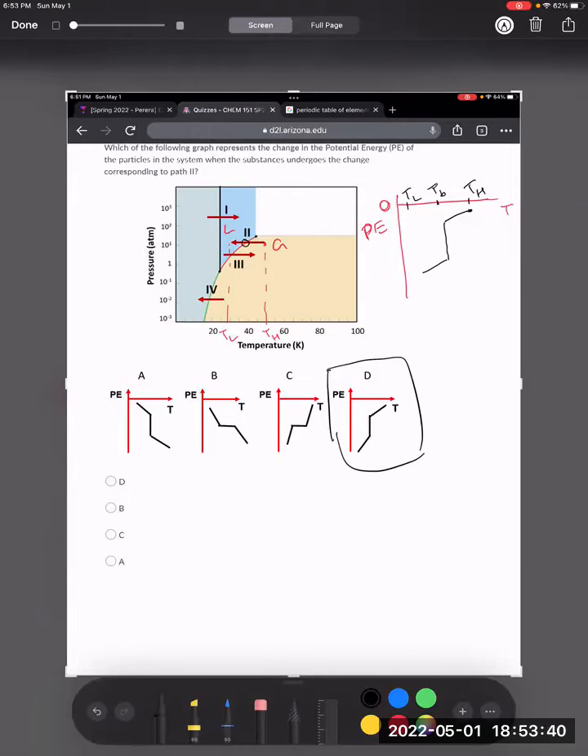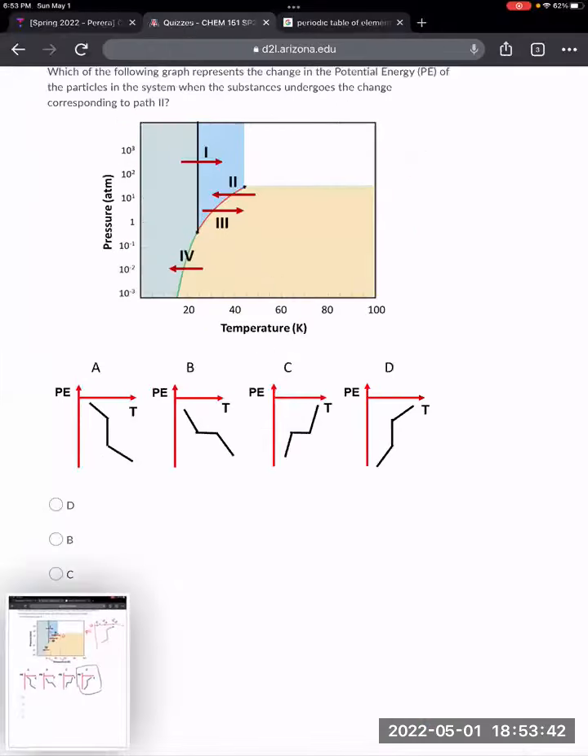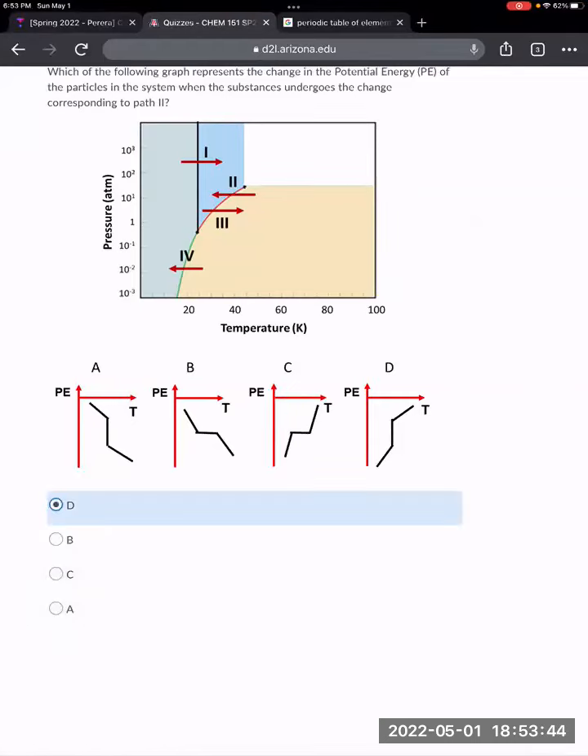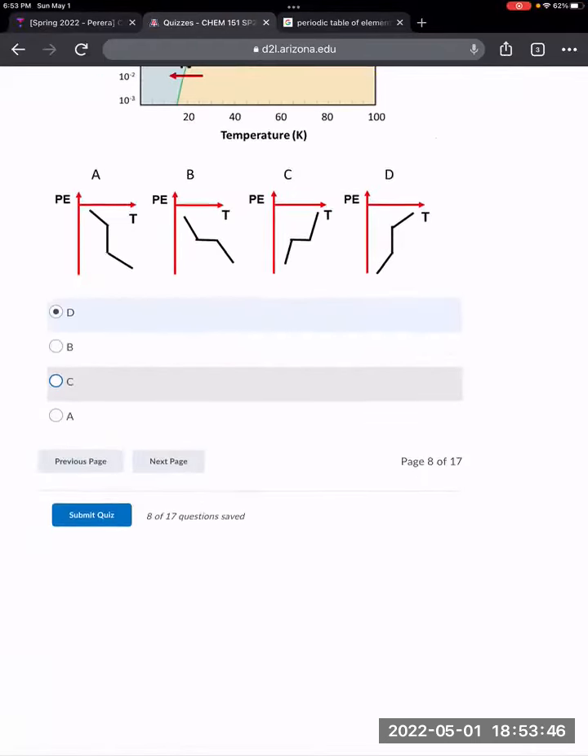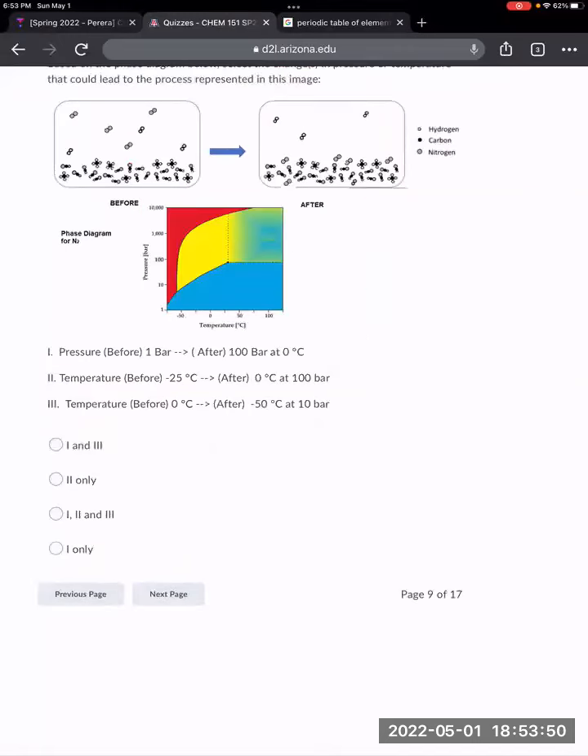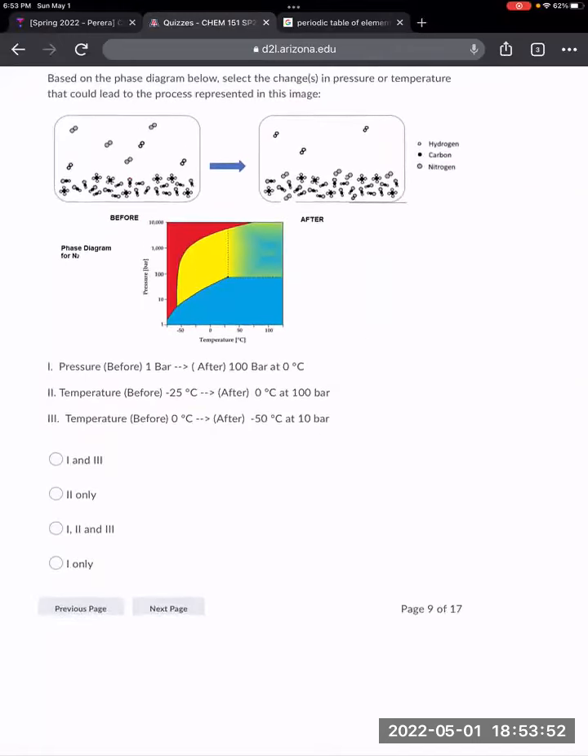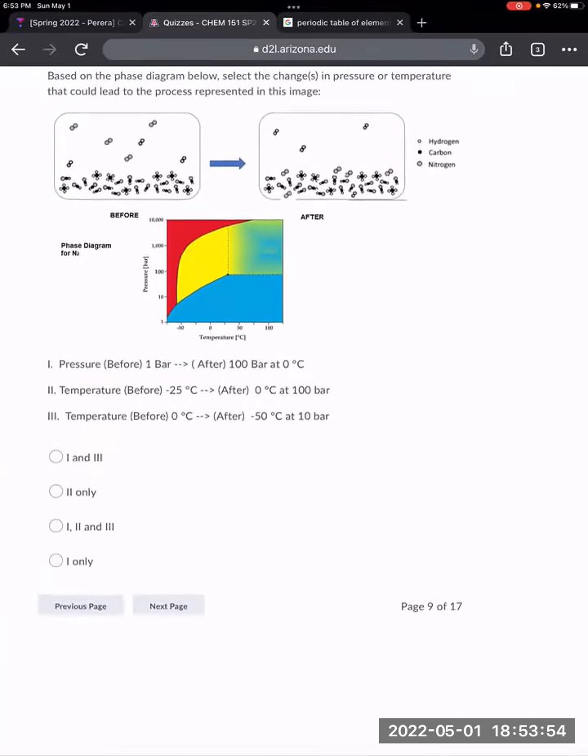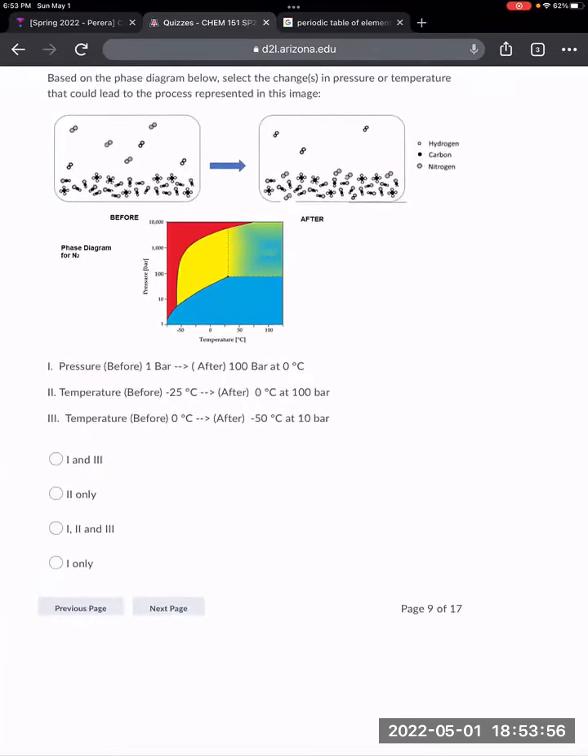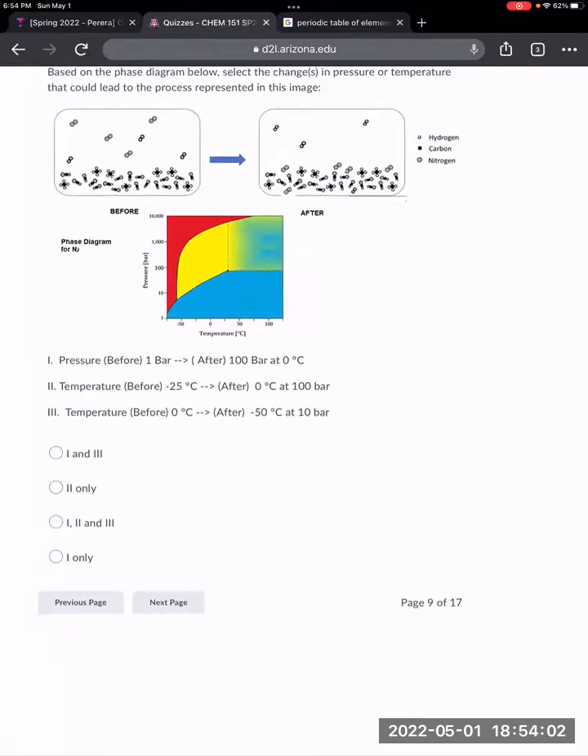Okay, so option D is the correct answer. Let's see. All right, so the question is, based on the phase diagram below, select the changes in pressure or temperature that could lead to the process represented in this image.